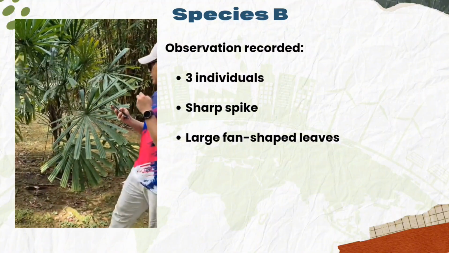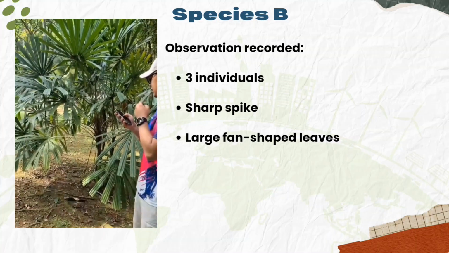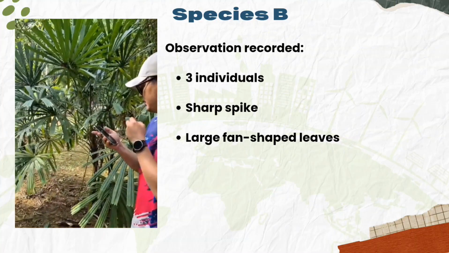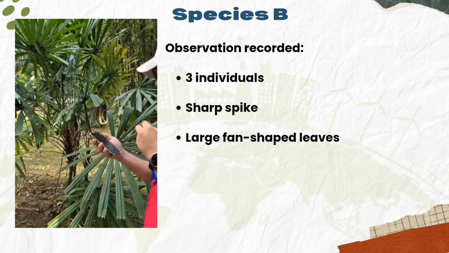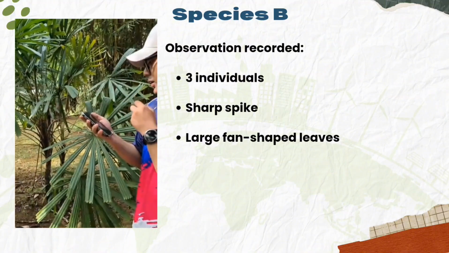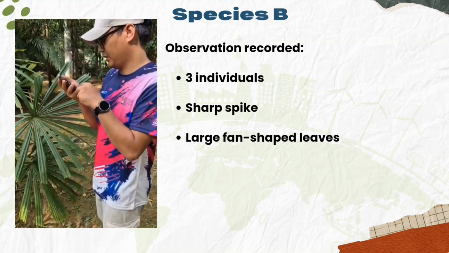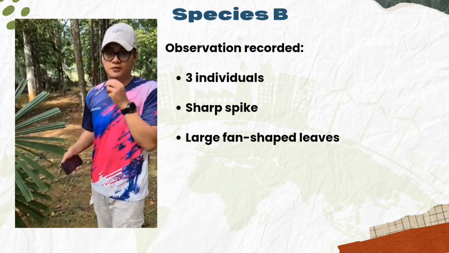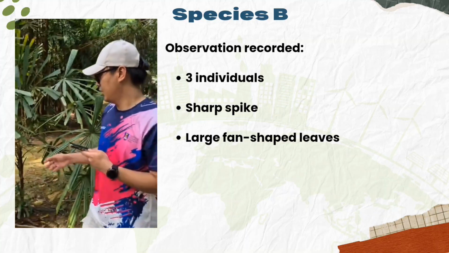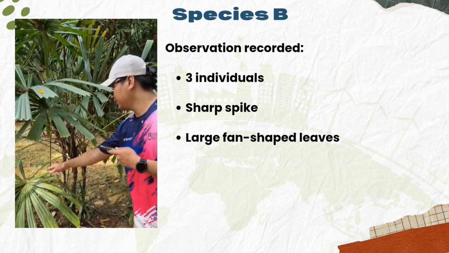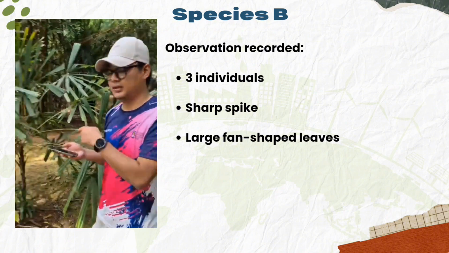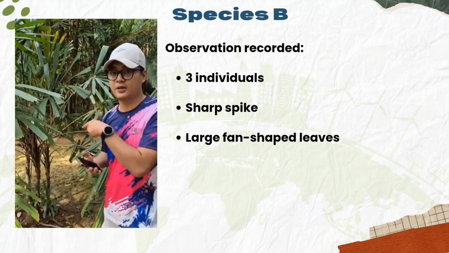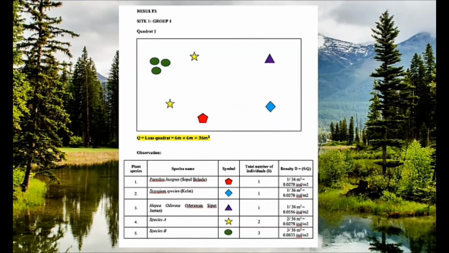So the characteristics of this species are they have sharp spines, and also large fan-shaped leaves. As you can see, the spine itself is a defense against herbivores.